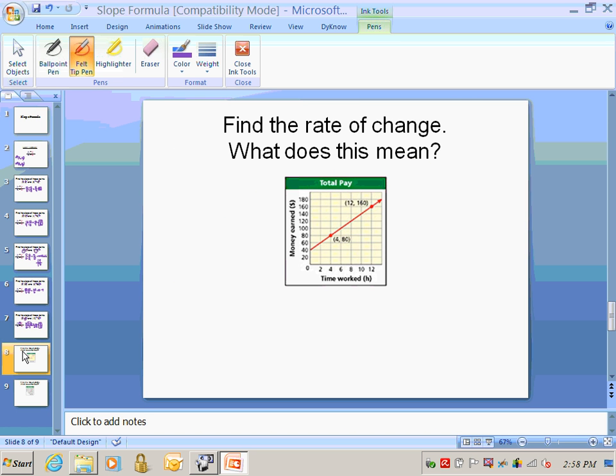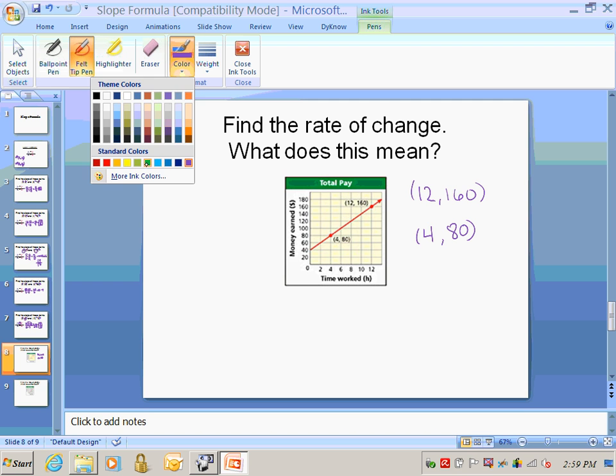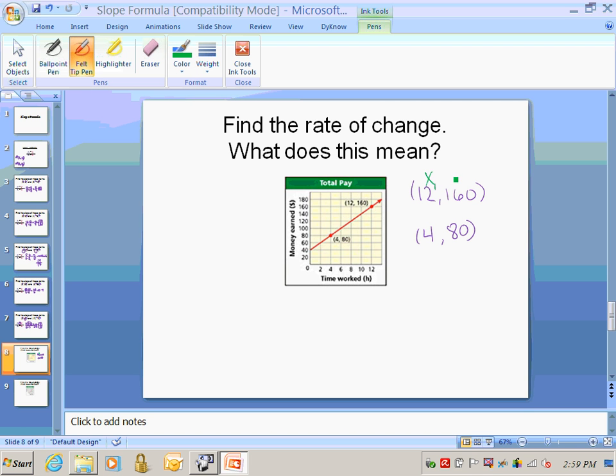Okay, find the rate of change, and what does this mean? Okay, they're giving me 2 points. So there's lots of ways to do it. First, what we're going to do is the way we've been practicing. So I have 12, 160, and 4, 80. So I'm going to call this x1, y1, x2, y2. My formula is y2 minus y1 over x2 minus x1.